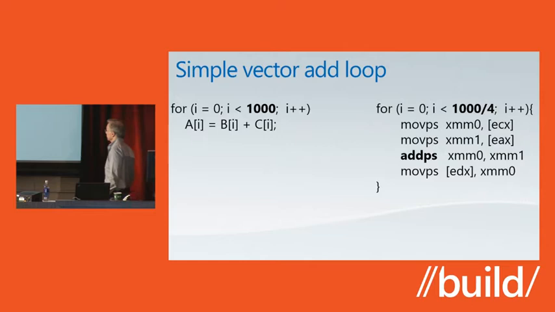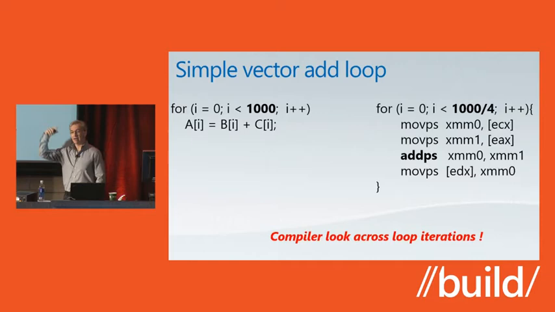So the key point here is that the compiler has to look across loop iterations in order to figure out if it can do this legally and bring computation back. That's an important thing for you to understand if you're going to write something that's going to go parallel or if you're going to try to write something that you want to go vector. You've got to be able to look across iterations, determine if you can aggregate things, and see if it's legal.